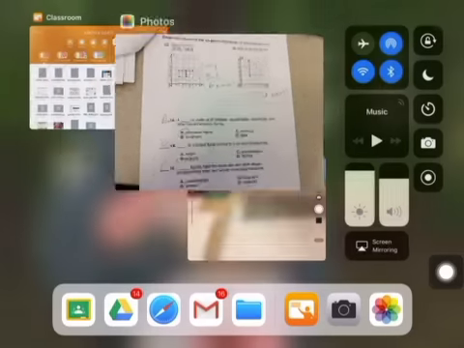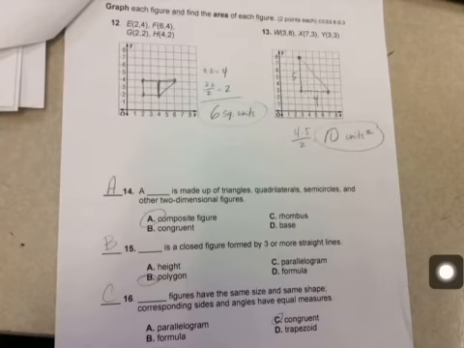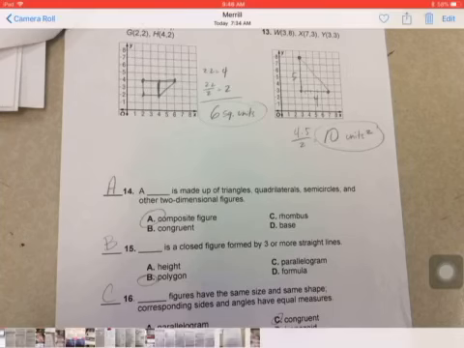Okay, and then you can check your multiple choice there. Alright, so hopefully you can make all your corrections here and be ready to go for your final exam on Friday. Alright, good luck.